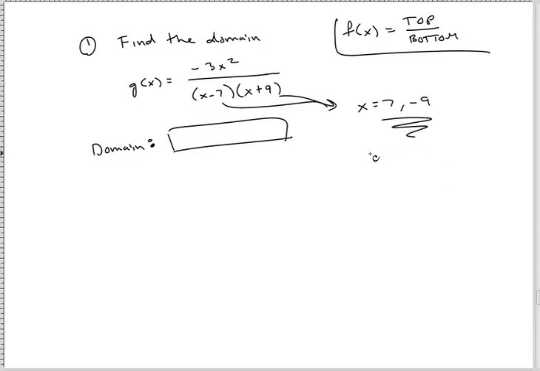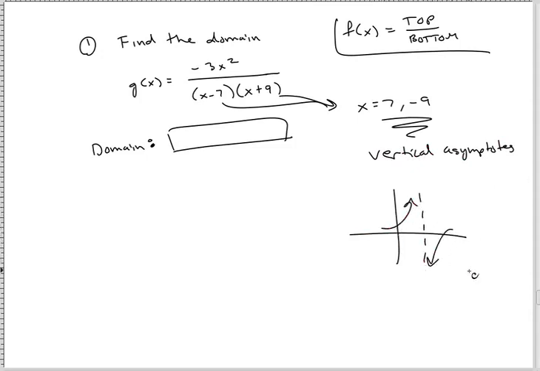These are actually called vertical asymptotes. Vertical asymptotes. And what they look like is some kind of line like this, and your graph will go around it but never quite touch it. Something like that. It's like an electric fence.